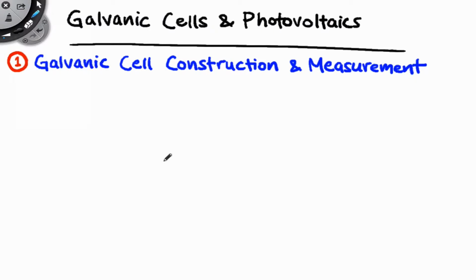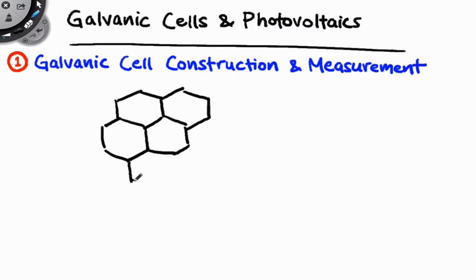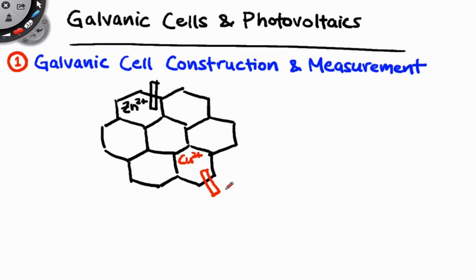Let's begin by discussing the construction and measurement of galvanic cells. In the laboratory, we're going to work with this honeycomb of weigh boats that's going to serve as a platform, you might say, for a series of what are called half cells. And each half cell is going to contain an ionic solution along with a metal strip. So for example, we might have a Zn2+ solution together with a zinc metal strip in this half cell, and maybe in a different half cell we might have a Cu2+ solution together with a copper metal strip.